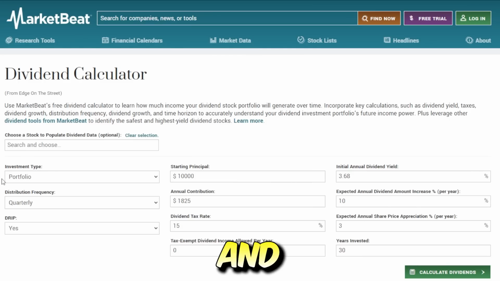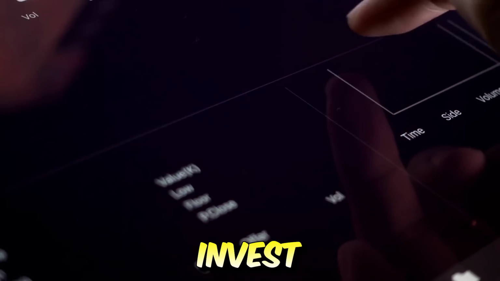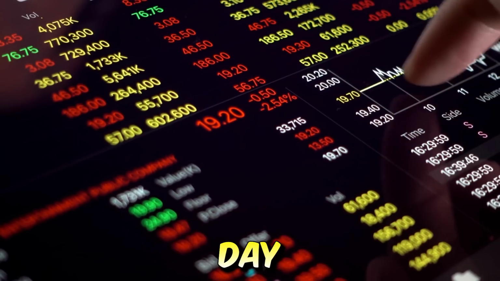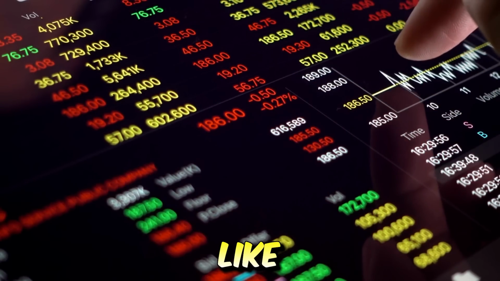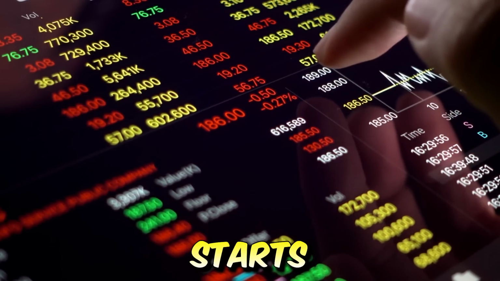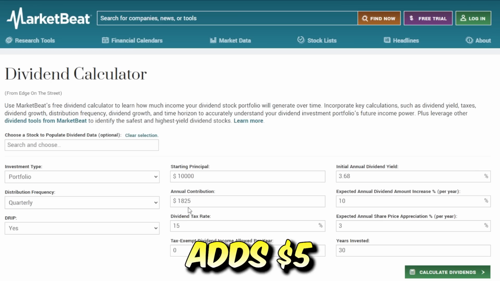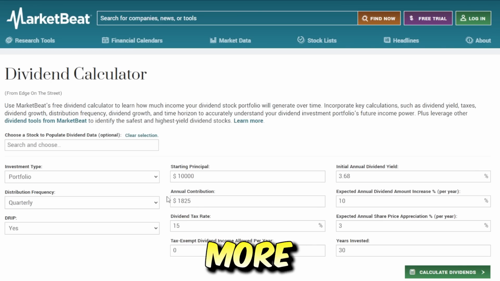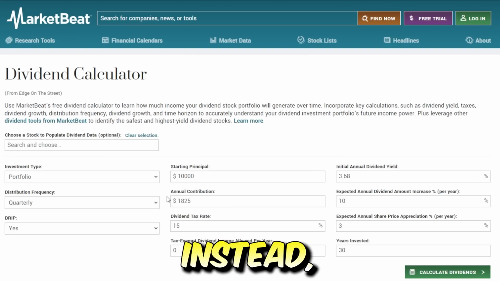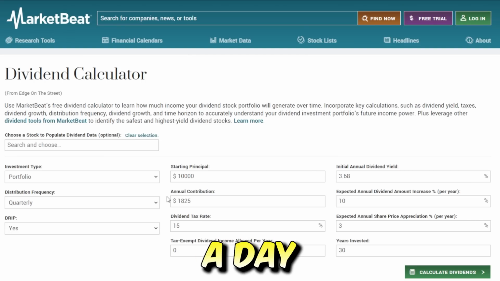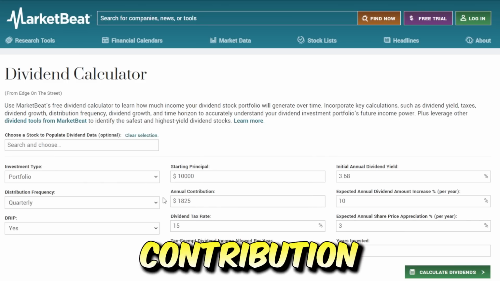Next, let's go through the numbers and I'll show you exactly what a long-term automated strategy would look like for an investor that just invests $5 per day into an ETF like SCHD. So for an investor out there that starts with just $10,000 as their starting principal and adds $5 per day into buying more SCHD. Or if you want to put it this way, don't buy a daily coffee. Instead, invest $5 a day into SCHD, which would give you an $1,825 contribution per year.